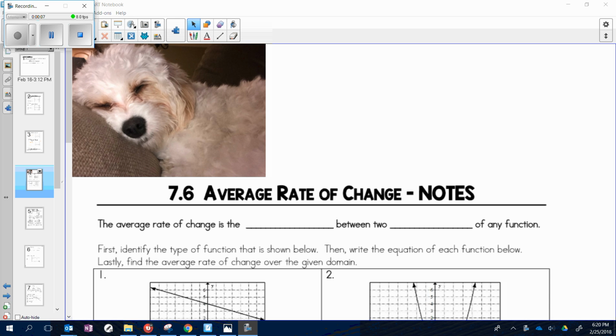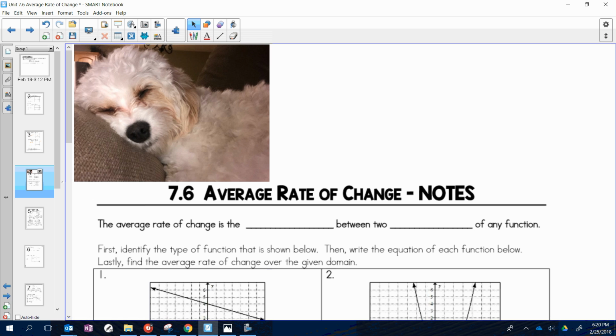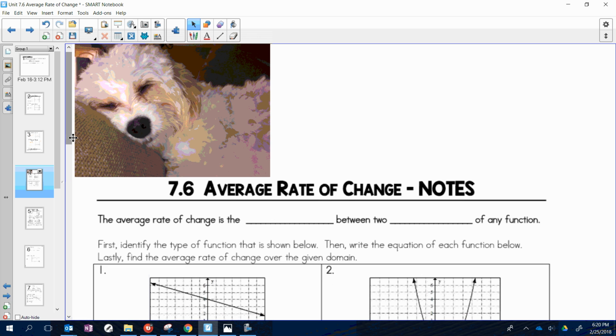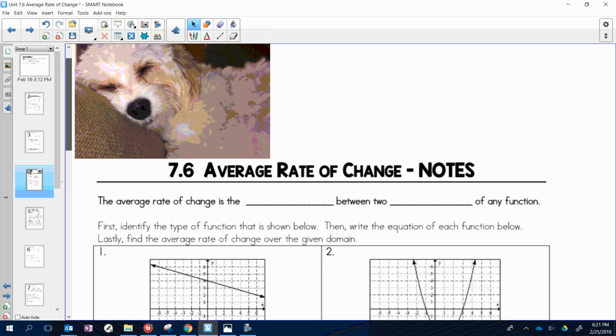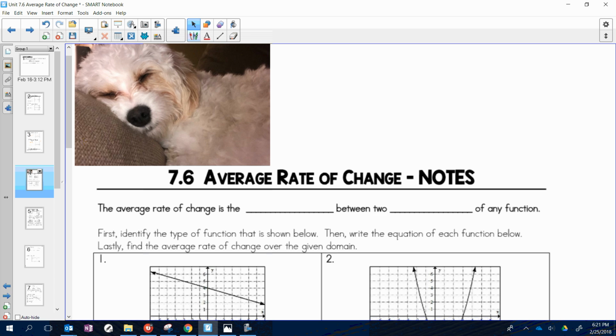And I don't know if you can see this. I'm pretty sure you can see everything on my screen. I put a picture of the sleeping dog. She's the one that's usually barking, but she went for a walk and she's extremely tired. And she's lying on my arm, making it hard for me to write. So we're going to do the best we can to get through average rate of change.